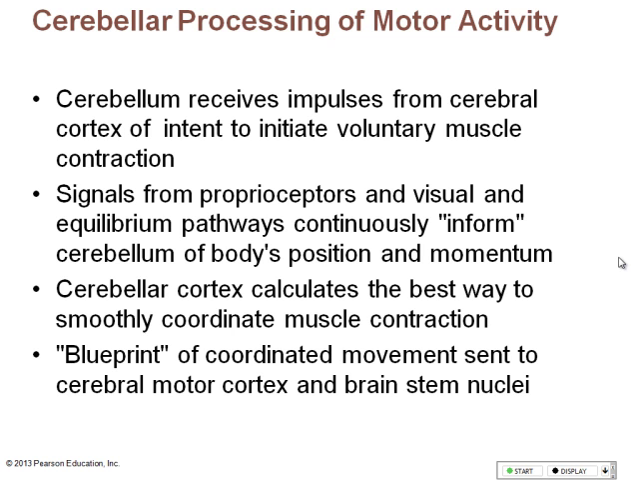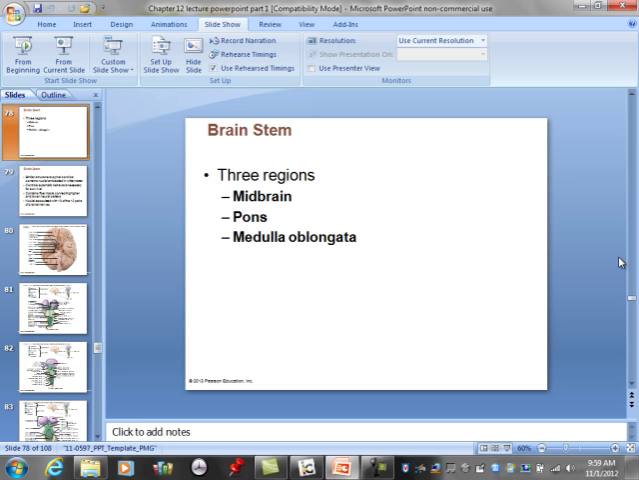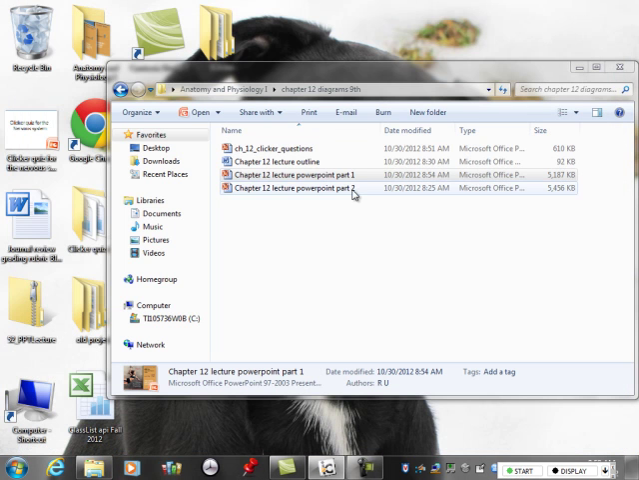Coordination, movement. And pretty much that's going to be repetitive in all of these slides that we see to come. So, a role in thinking, language, and emotion is also part of the cerebellum's coordination. That's the end of this part 1. Let's go to part 2.